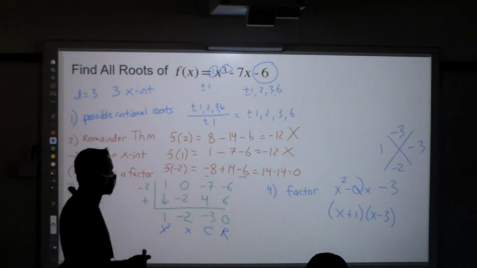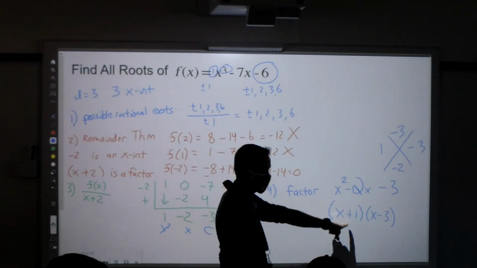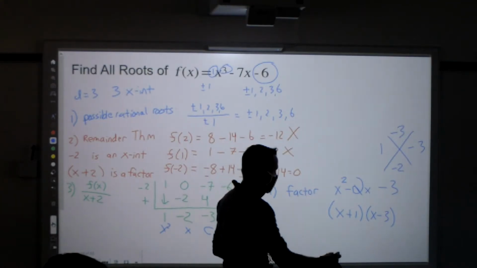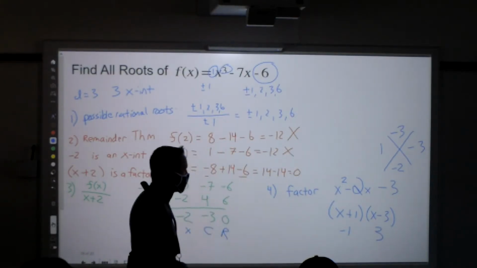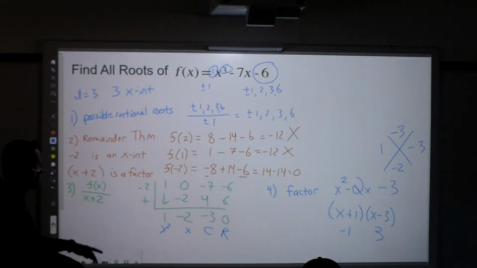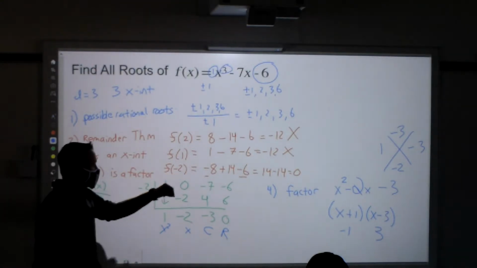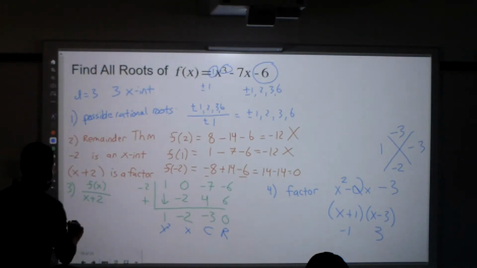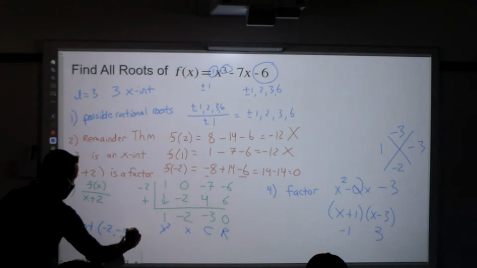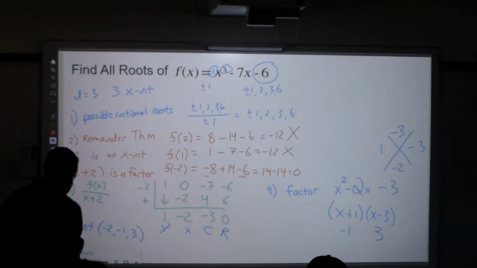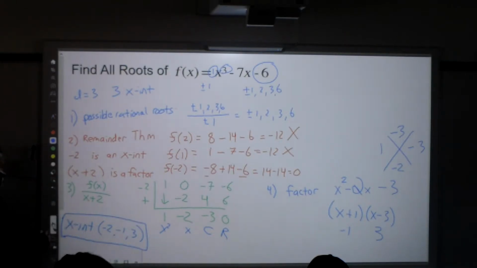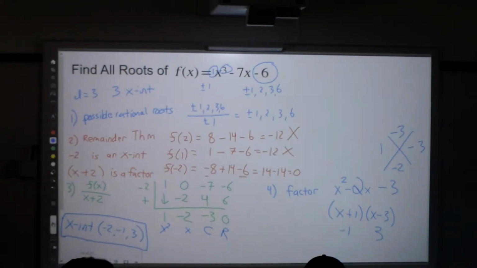Okay, but then what does this tell me my x-intercepts are here? -1 and +3. What did we get at the beginning? Our root was -2. So if I wanted to make a list of all of my roots or all my x-intercepts, I have -2, -1, and 3.